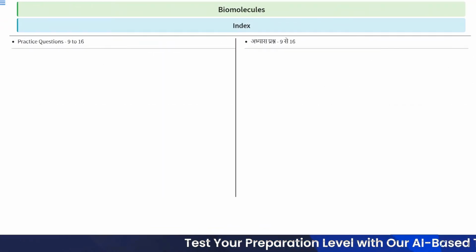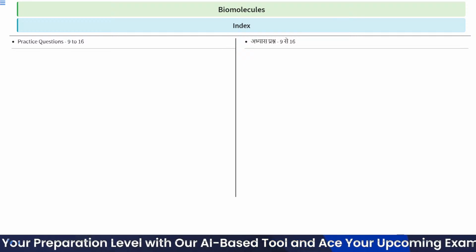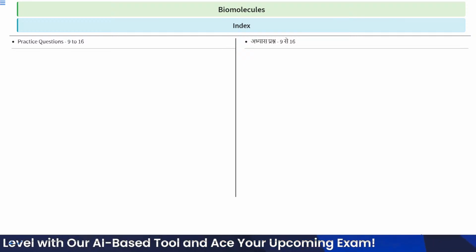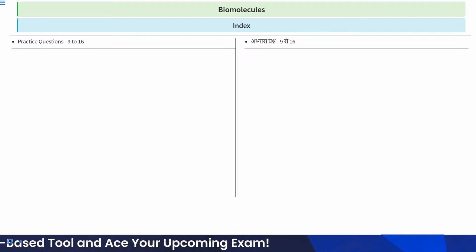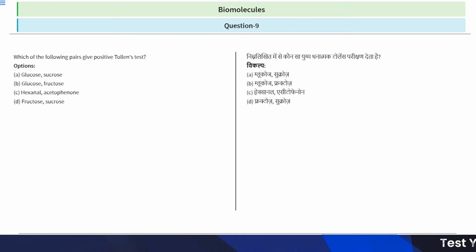So today we will see some practice questions from question number 9 to question number 16. Let's start with question number 9. Which of the following pairs give positive tolerance test?